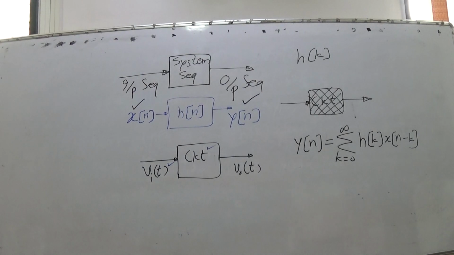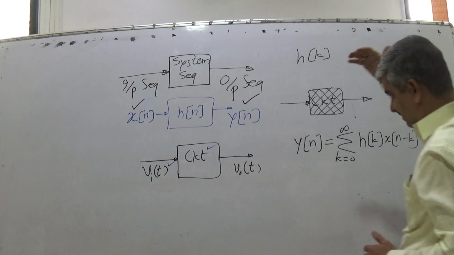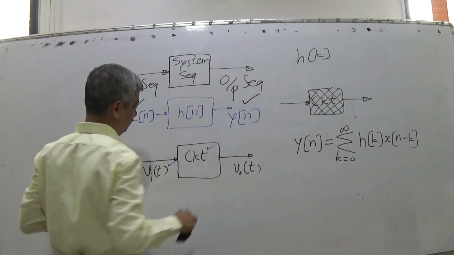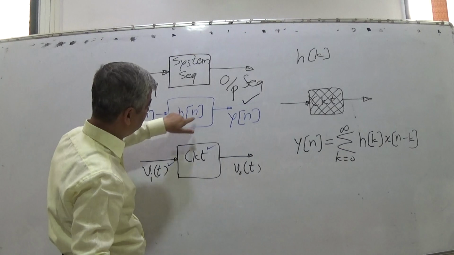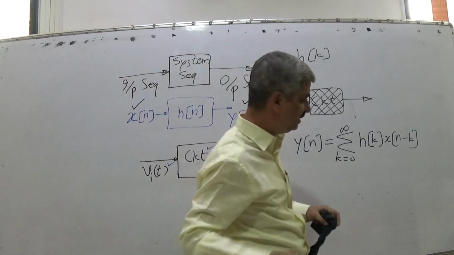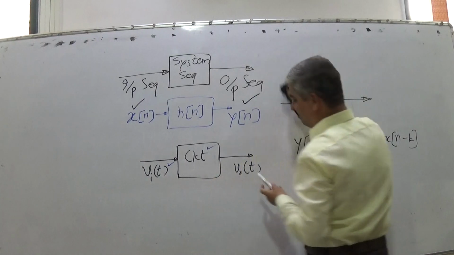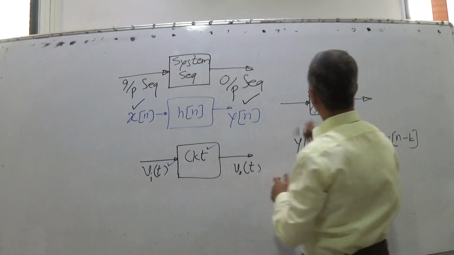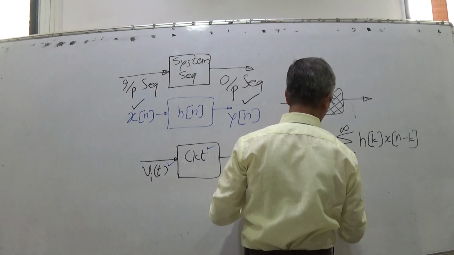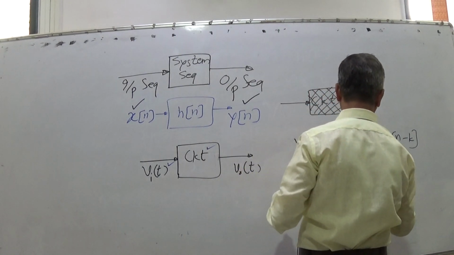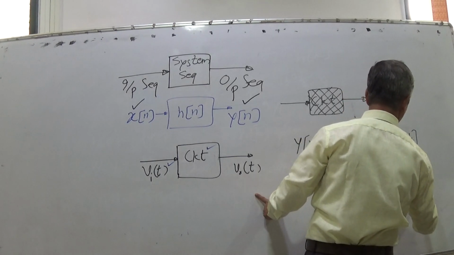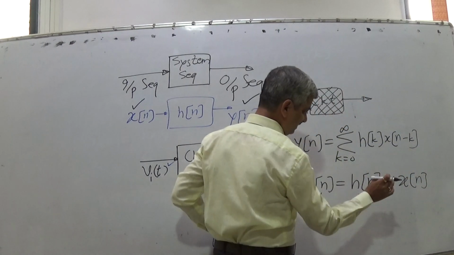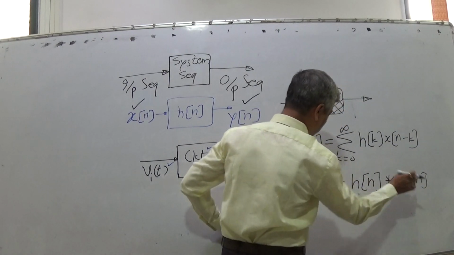So now the question is, if we have got a scenario where there is an input sequence and a system sequence. See, this convolution is also expressed by a new symbol called star. So yn is expressed as hn convolved with xn. Two sequences hn and xn are convolved, we get yn.